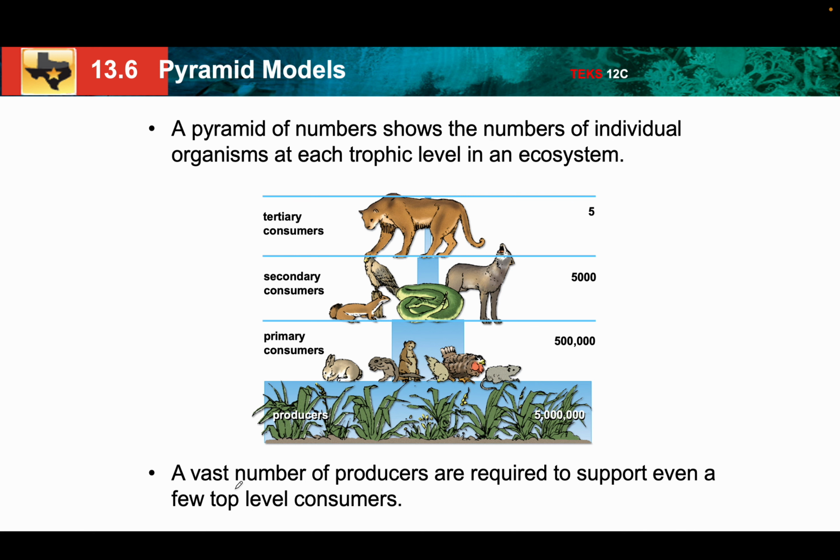All right, so a vast number of producers. This is vocabulary. I think we can infer what that word means. Vast means a lot. A lot of producers or a high number of producers are required to support even a few top-level consumers.